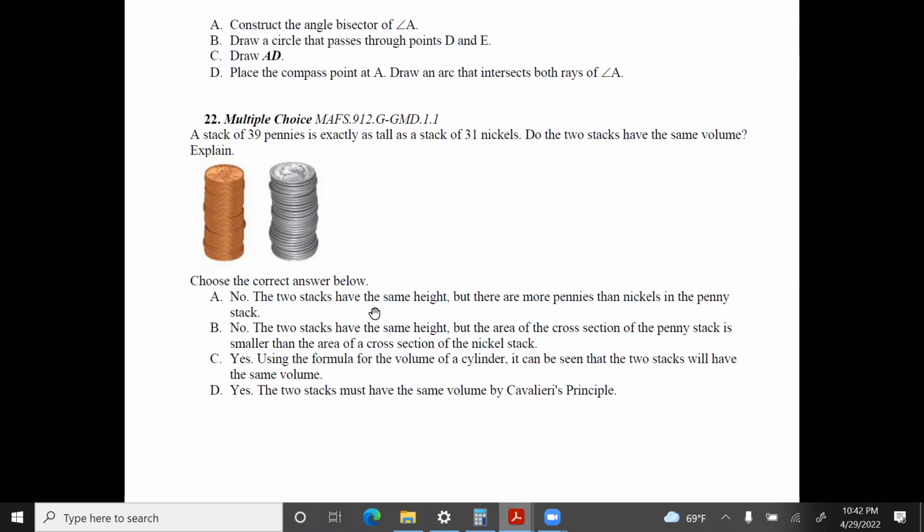So right away, look at the answer choices. Since we know this doesn't work, we can cross off the 2 yeses, and it's between A and B. The two stacks have the same height, but there are more pennies than nickels. That has nothing to do with the property. The correct answer is B. The two stacks have the same height, but the area of the cross-section of a penny stack is smaller than the area of a cross-section of a nickel stack.